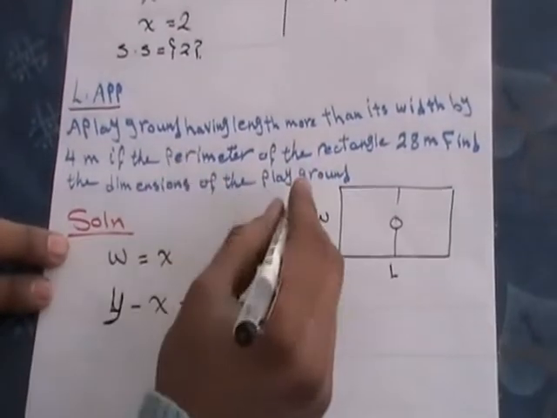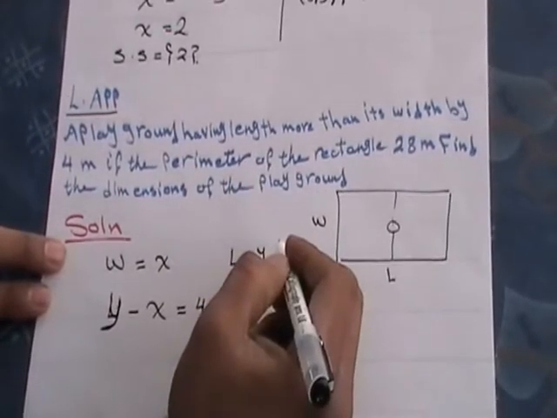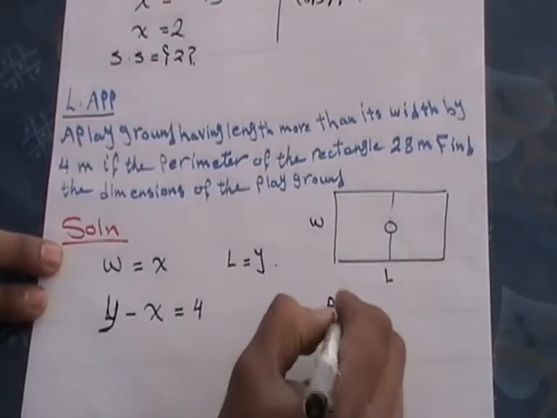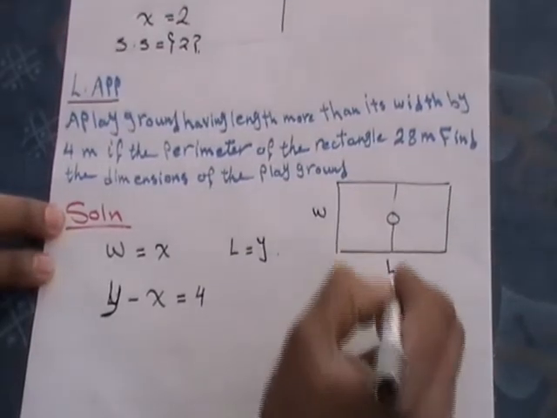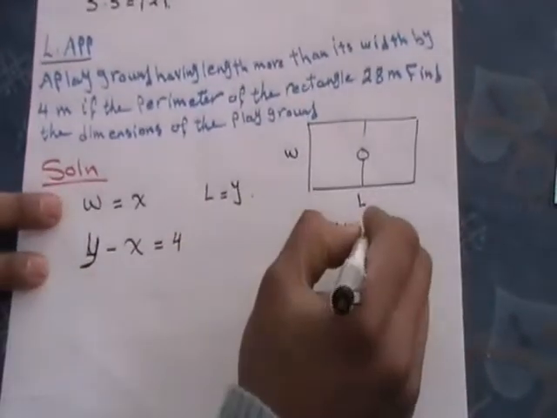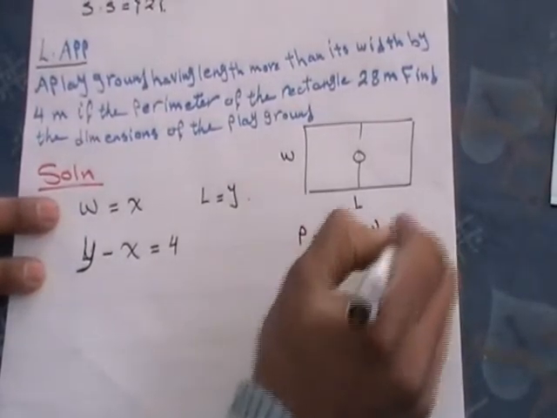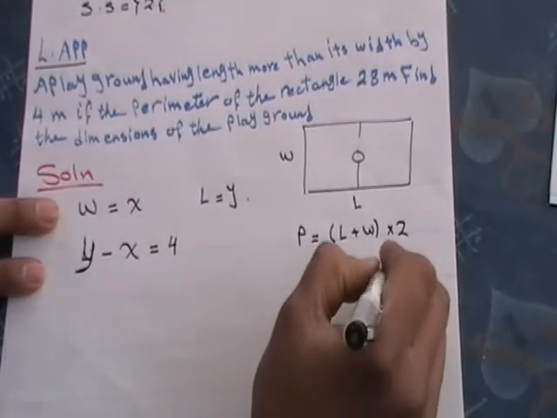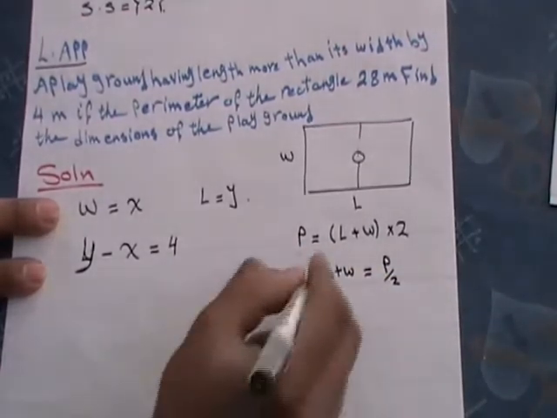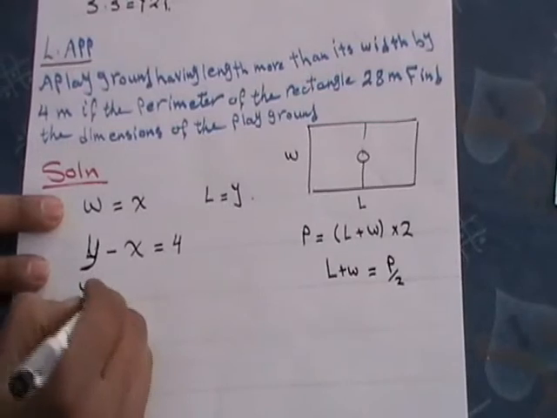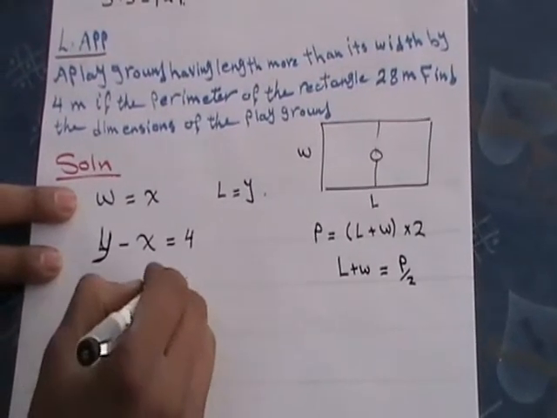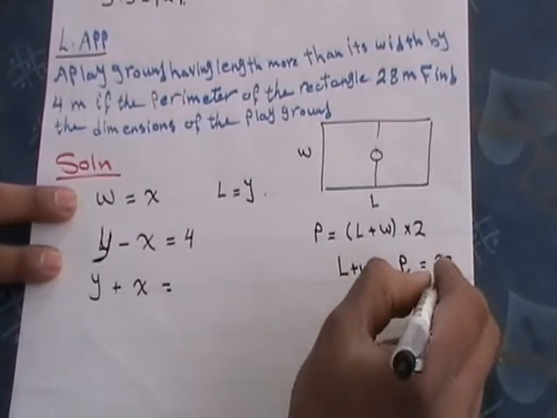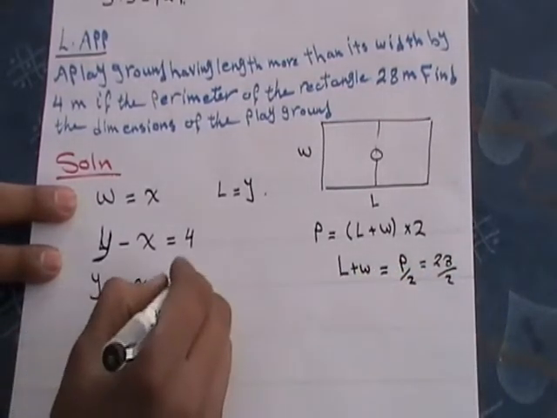After that, I have the perimeter of the rectangle equals 28. We know that the perimeter of any rectangle is P equals (length plus width) times 2. So the length plus width equals half the perimeter. The length is y and the width is x. So half the perimeter equals 28 over 2, so it's 14.